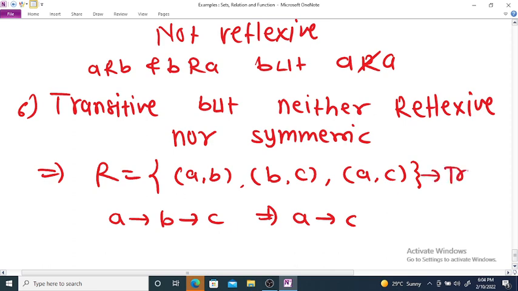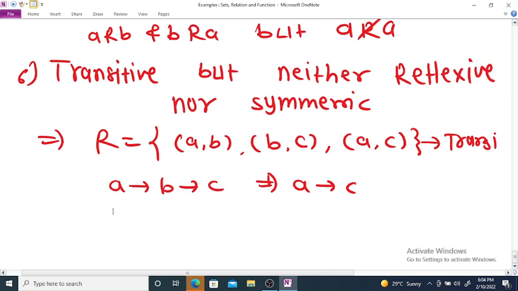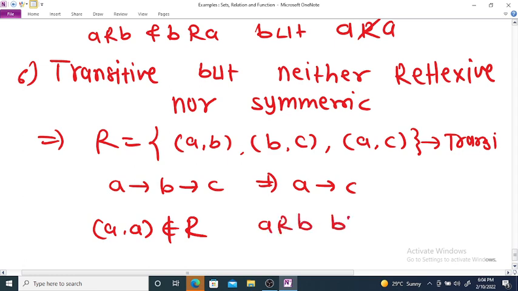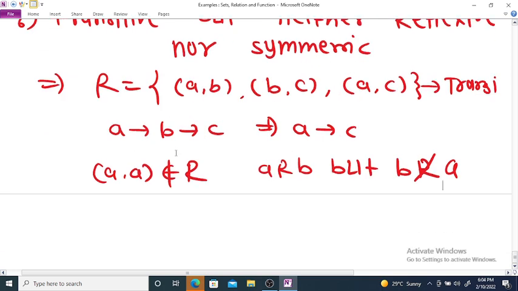This is what? Transitive. But it is not reflexive. Why? Because the pair AA does not belong in the given set R. Again, A related to B, but B does not related to A. There is a pair AB in the given set R, but there is no pair BA in the given set R. Therefore, it is not symmetric as well as it is not reflexive.